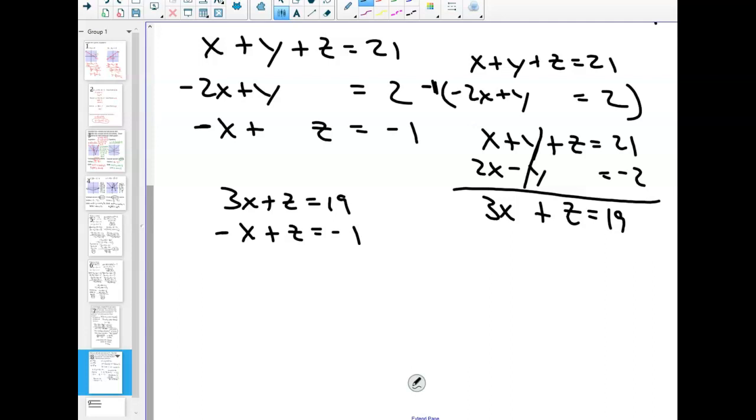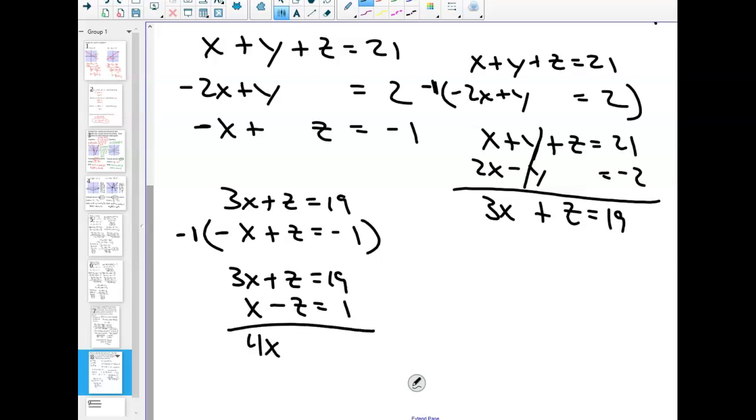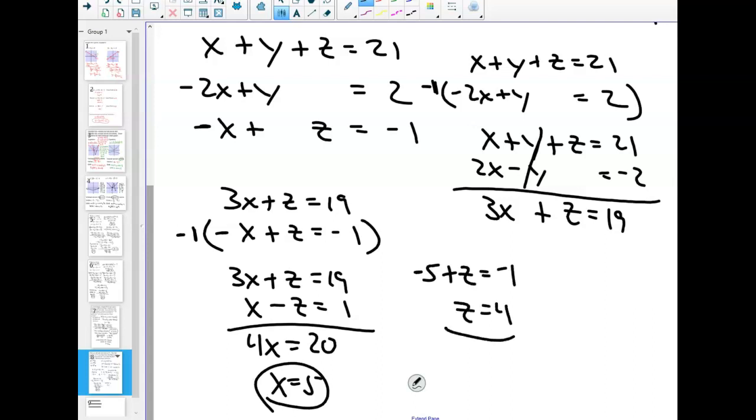Okay? It's actually a little bit easier to get. Multiply the bottom here by negative 1. 3x plus z equals 19. X minus z equals a positive 1. So 4x equals 20. My x equals 5. Negative 5 plus z equals negative 1. Z equals 4.